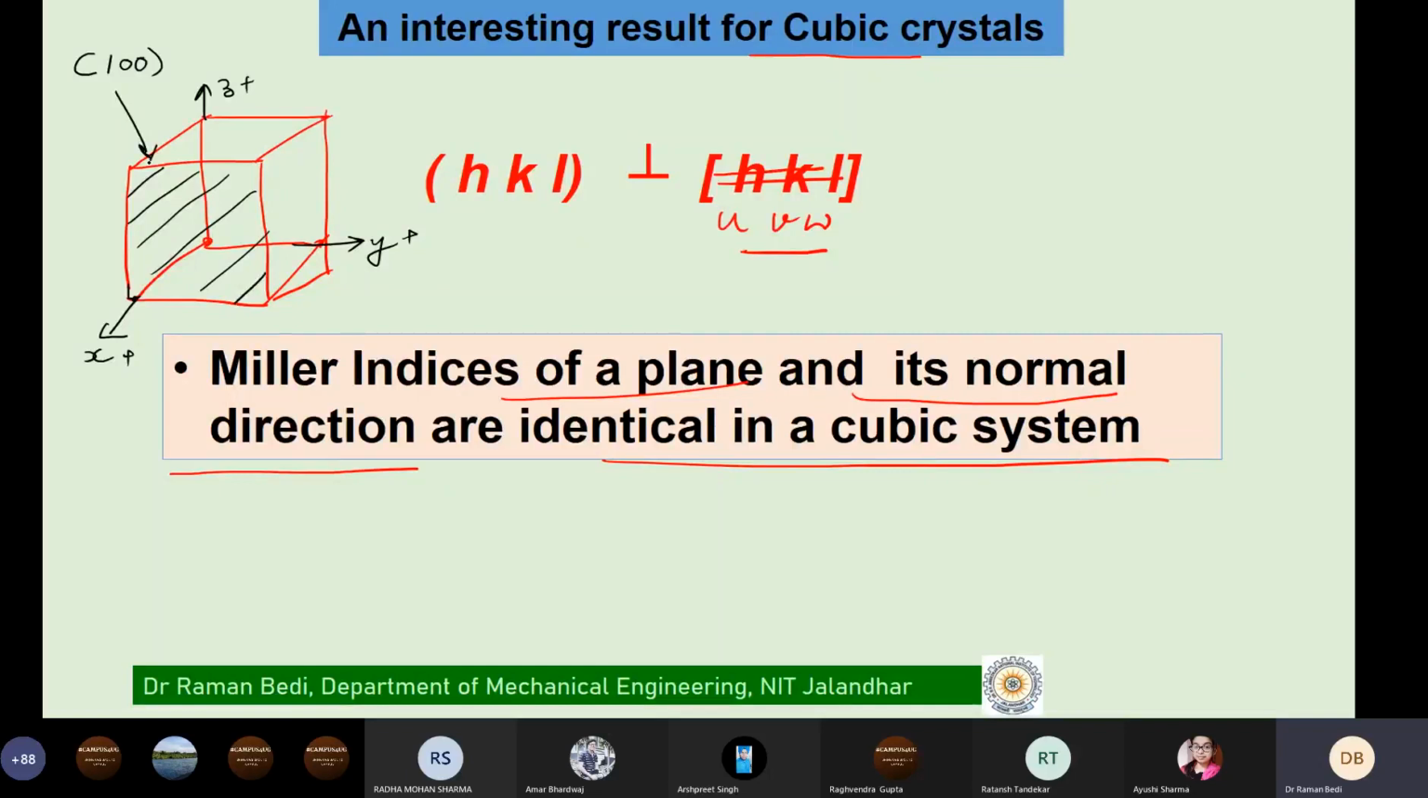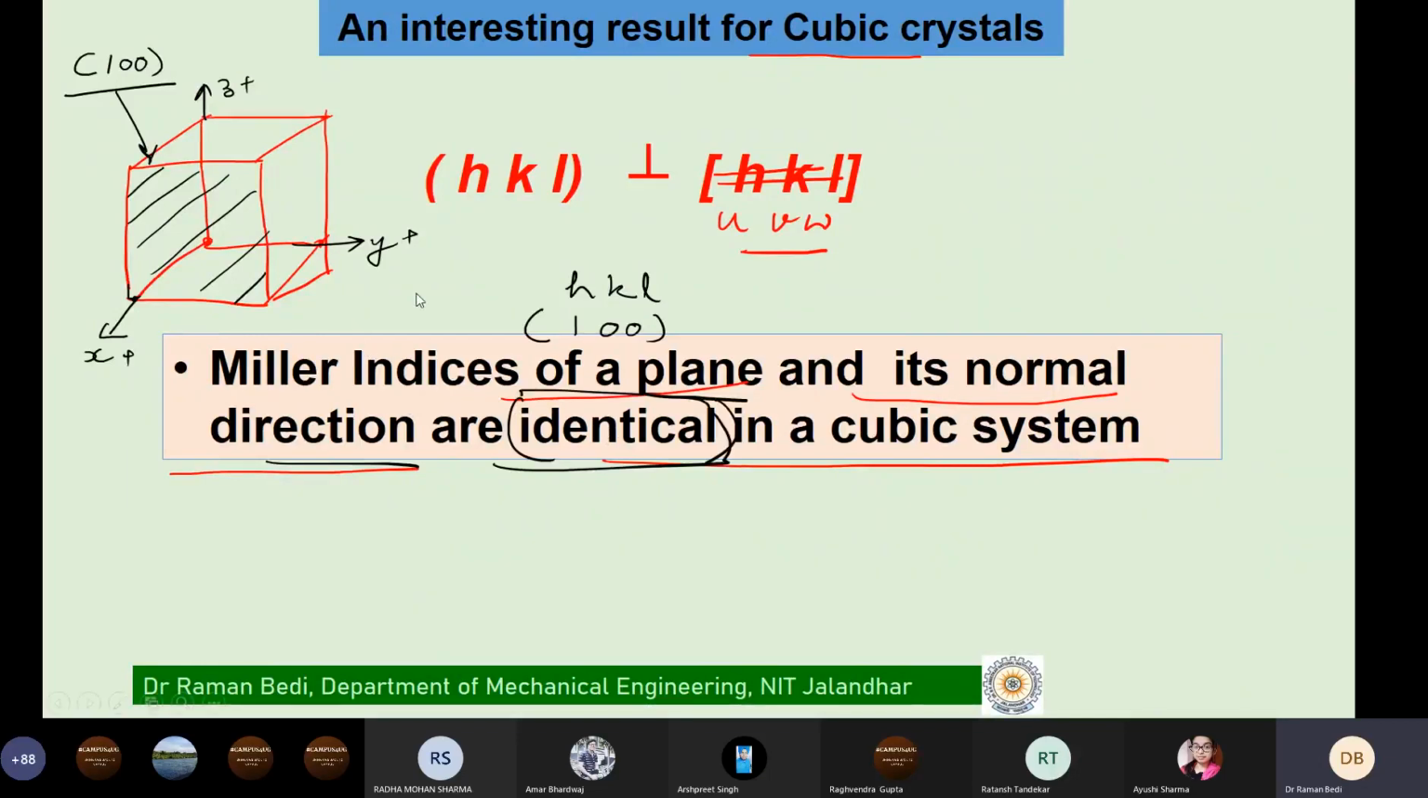Is it okay? Yes, sir. So now this assertion tells me that the Miller indices of a plane, right now let us say this is the plane. So I have 100, the Miller indices of the plane, which is h, k, and l here, and a direction which is normal to this particular plane, they are identical for a cubic system. Only for a cubic system they are identical.